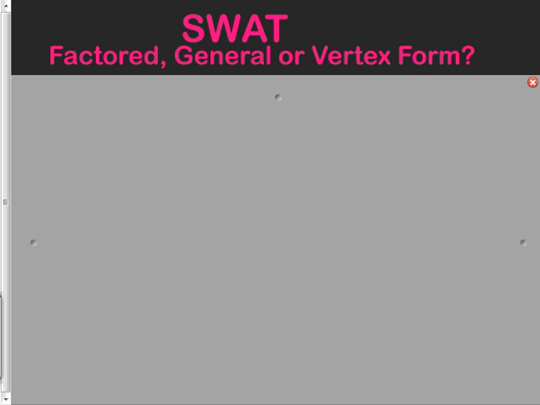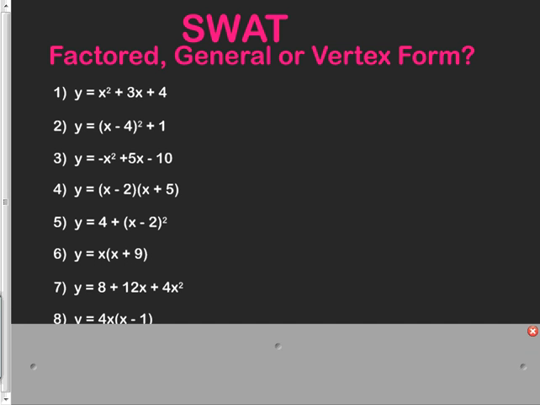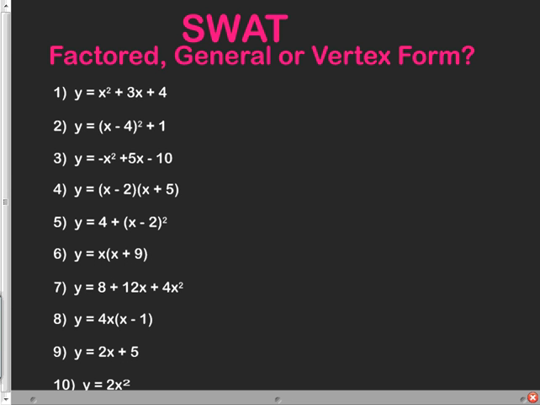All right, moving on. This is just tell me verbally, are these factored, general, or vertex? What's that first one? General. Second one? Vertex. Third one? General. Fourth one? Fifth one? Sixth one? Factored. Seventh one? Eighth one? Or is it vertex? No, it's factored. Number 9 is what? General. And the last one? That one is general. All right.